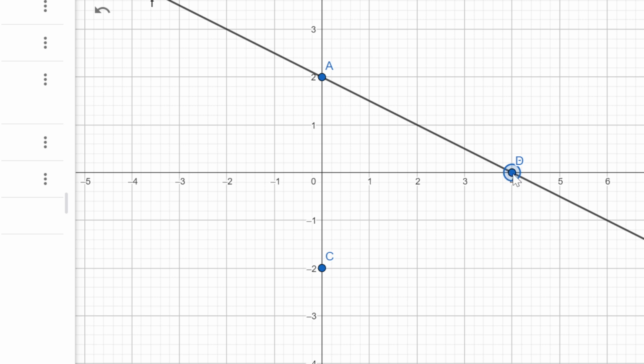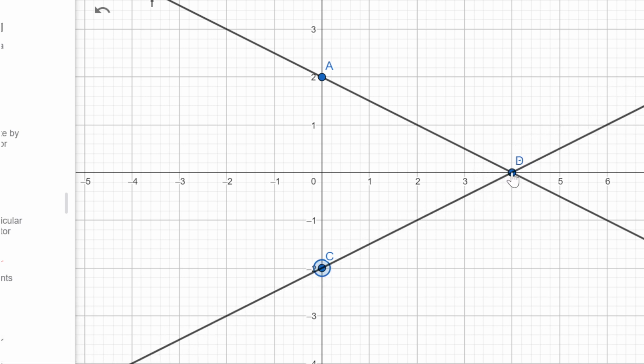4 comma 0 is here, the same point as b. Okay, now let's join these 2 points using again scale and pencil. Just take a scale and pencil and join those 2 points, this one and this one. If I join these two, I get both the lines, and this is the intersecting point.